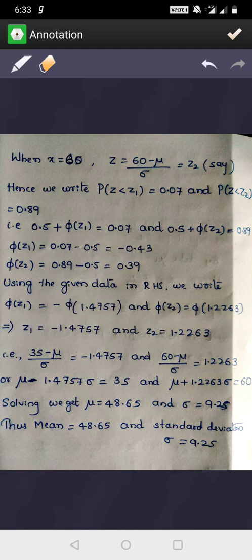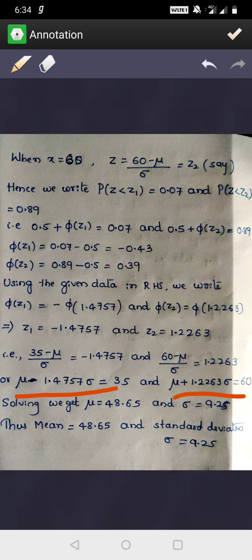So substitute z1 and z2 in our equations. For the first equation, (35 minus mu) divided by sigma is equal to minus 1.4757, and (60 minus mu) by sigma is 1.2263. Cross multiply, then we'll get mu minus 1.4757 into sigma equal to 35 after cross multiplying.